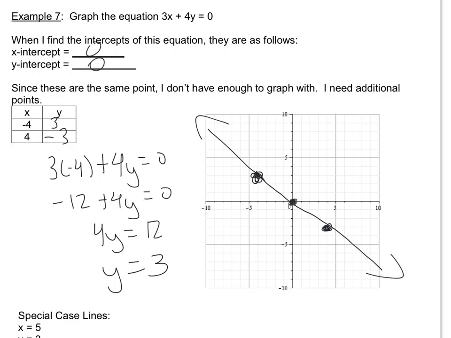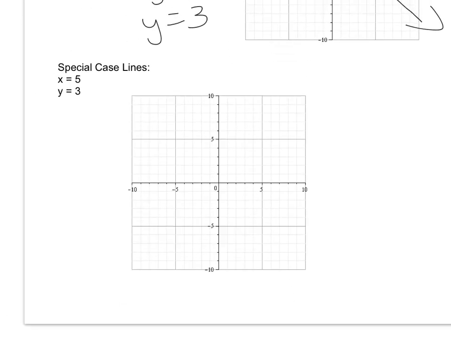Okay? Let's talk about a couple special cases you should remember. Alright, we have special cases of x equals 5 and y equals 3. X equals 5. That means you go to where x is 5, and it's a vertical line. Y equals 3. You go to where y is 3, and it's the horizontal line. Okay? So just remember those. Y equals 3 is always horizontal. X equals 5 is always vertical. Okay? Alright, let's take a look at some more examples.